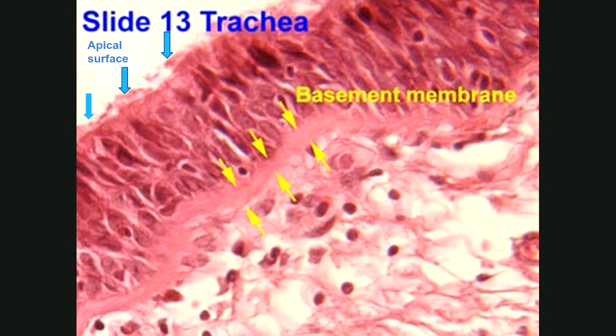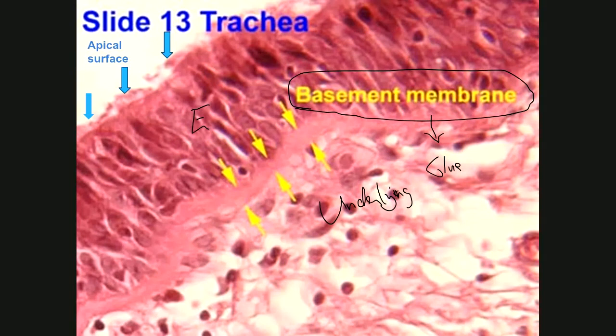The other boundary is that epithelial tissues sit on top of something called a basement membrane. And a basement membrane is a little bit like glue. It's not alive. And what it does is it attaches the epithelial tissue to the underlying tissues, whatever they are. And so it sort of glues it on. It holds it in place. Well, you can see it right here.